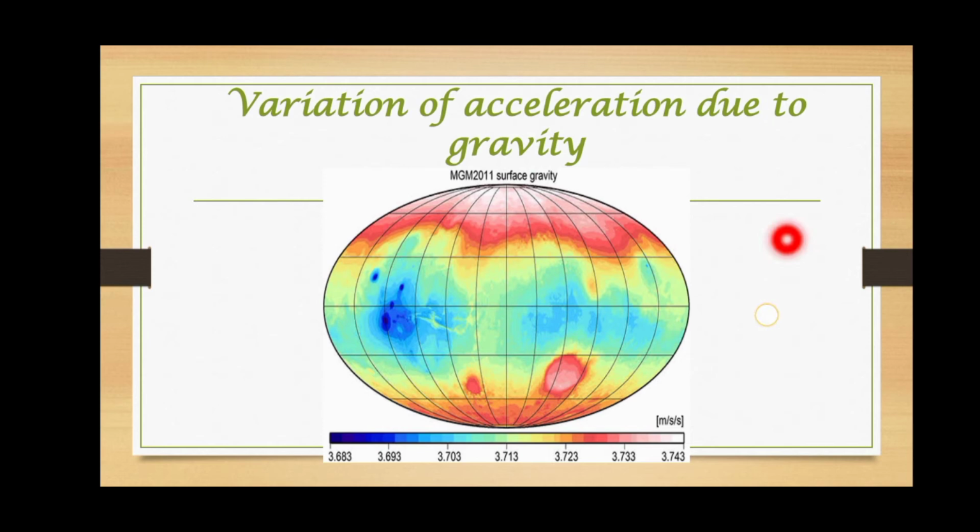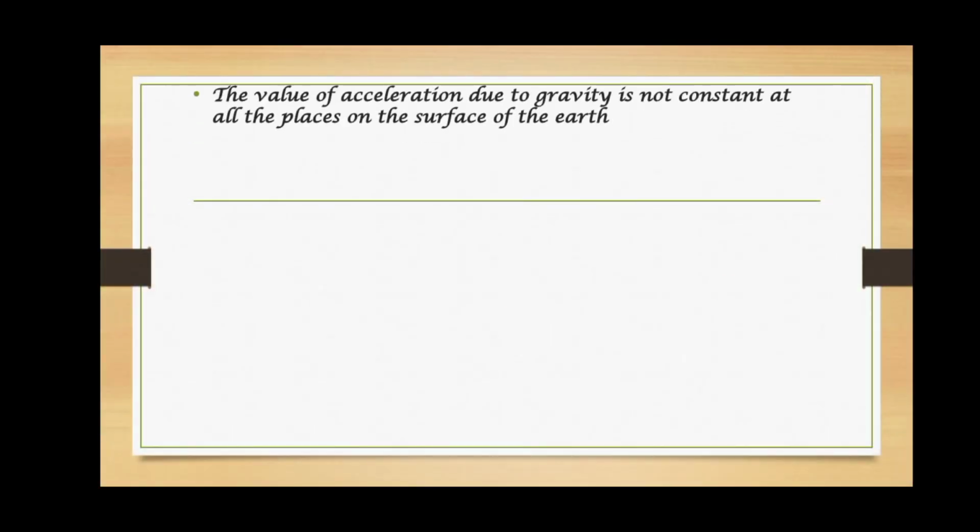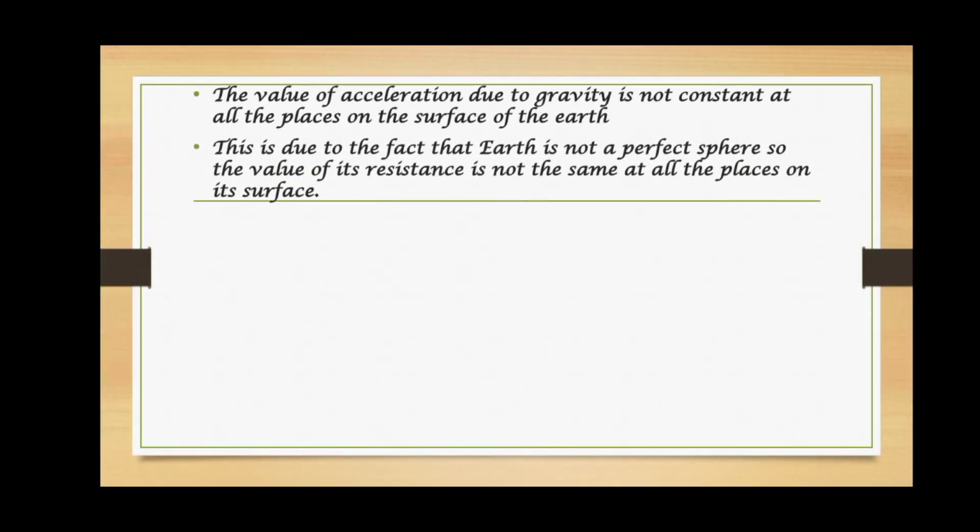The Earth is not a perfect sphere. Due to the flattening of Earth at the poles, the radius of Earth is the minimum at the poles and hence the value of g is the maximum at the poles. On the other hand, the radius of Earth is maximum at the equator and hence the value of g is the minimum at the equator of Earth.